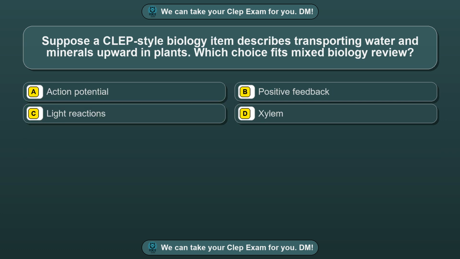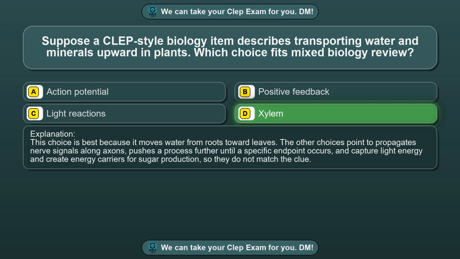Question 64. Suppose a CLEP-style biology item describes transporting water and minerals upward in plants. Which choice fits Mixed Biology Review? Option A, action potential. Option B, positive feedback. Option C, light reactions. Option D, xylem. The correct answer is option D, xylem. This choice is best because it moves water from roots toward leaves.